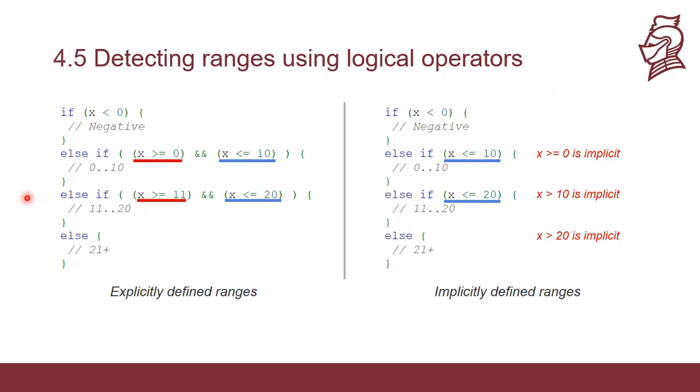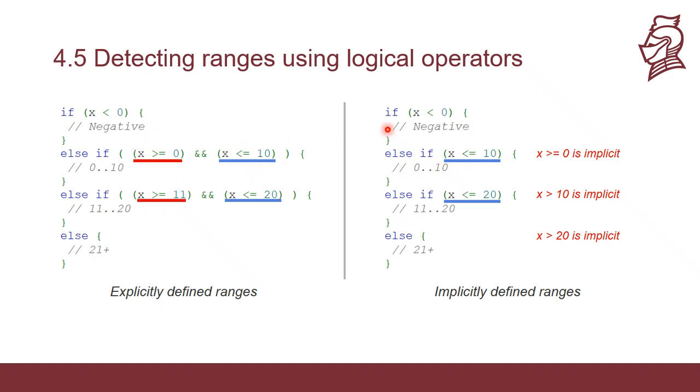So when we're defining ranges of values, we can do it either explicitly or implicitly. If you're explicitly defining a range, you might say, else if x is greater than or equal to 0 and x is less than or equal to 10. So here's the lower value and then the higher value, and you're defining both of them.